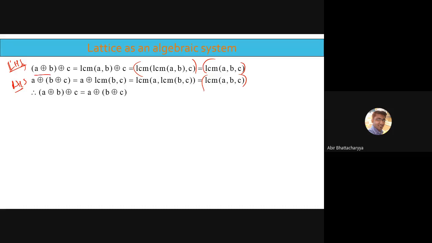So what is A plus-circle B plus-circle C? It means LCM of A, B. A plus-circle B means LCM of A, B, plus-circle C means LCM of (A, B), C. And we can say that LCM of A, B equals some P, and according to that, your answer will be LCM of A, B, C. Both cases we will get LCM of A, B, C.